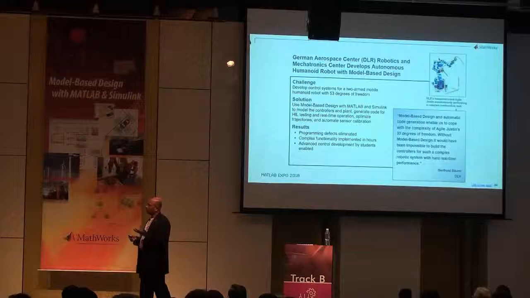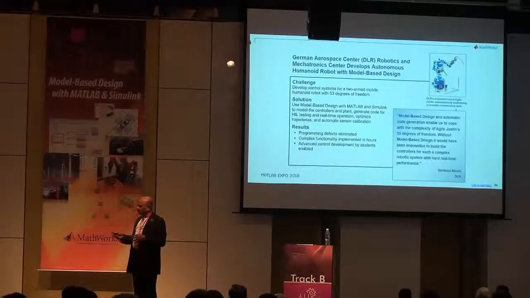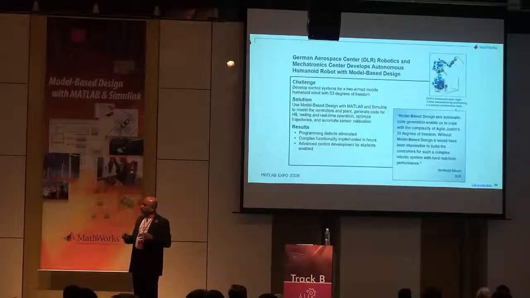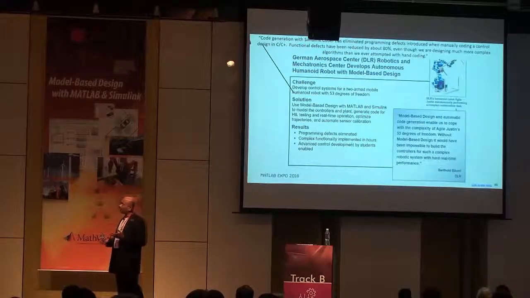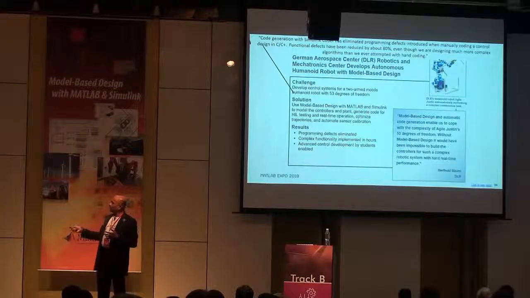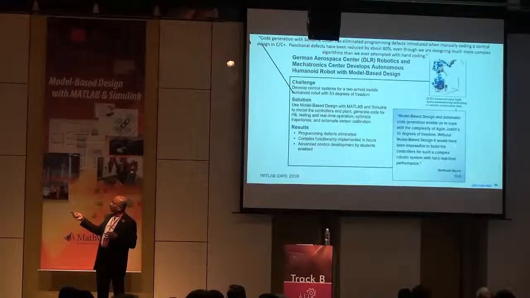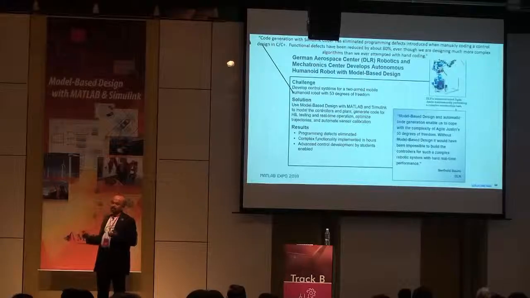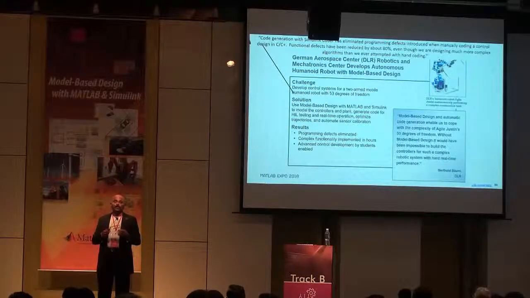So in terms of some of the benefits that they saw, certainly programming defects eliminated. That's because the software was automatically generated. As Dr. Baumel says, code generation using Simulink Coder eliminated programming defects. But more importantly, they used to have all kinds of functional defects before, and they were reduced by about 80%, which is a significant improvement over what they were doing before with hand coding.